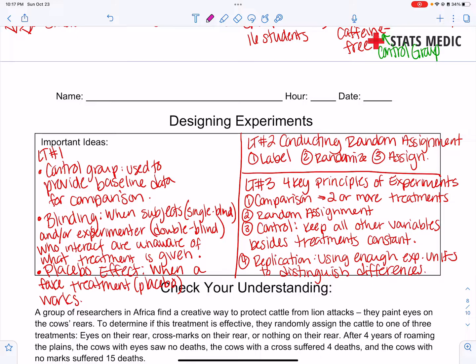The 4 key principles of experimental design, we talked about: control group, where you're comparing 2 or more treatments to each other; randomization; control all other variables besides the treatment; and then replication. Can you do this again, so that you can establish differences? All right, go ahead and take a couple seconds and do the check for understanding. Put the video on pause and then come back.